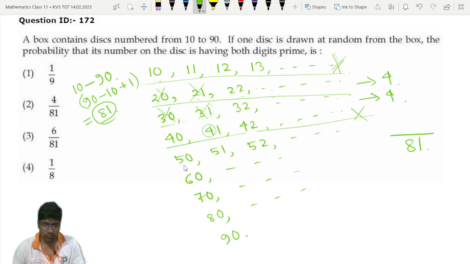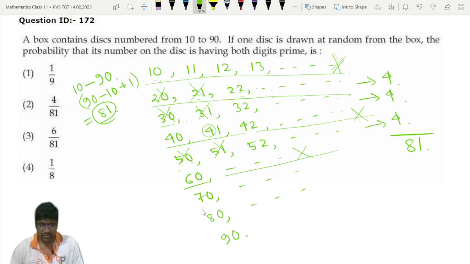Now again come to 5. When we come to 5, 5 0 we will not take, 5 1 we will not take, but 5 2 we have to take, 5 3 we have to take, 5 4 no, 5 5 yes, 5 6 no, 5 7 yes, 5 8 no, 5 9 no. Then 4, here also it is 4. Now 6 is a composite number, so this row is discarded totally. This row is not of our use.